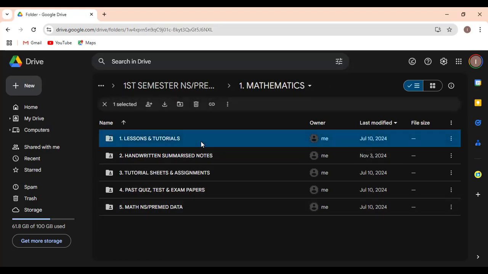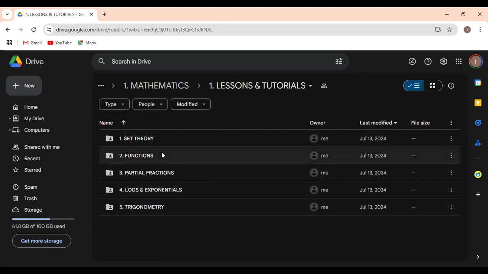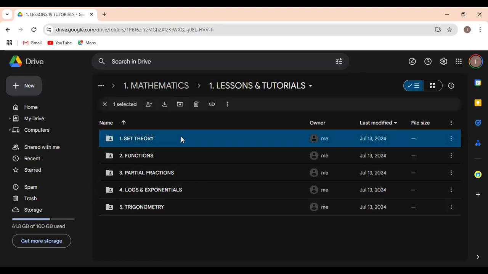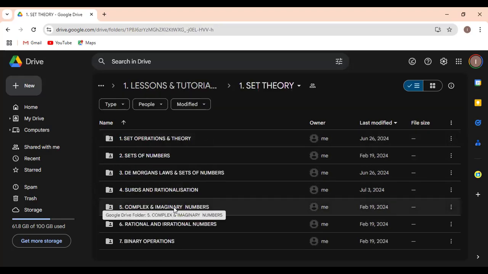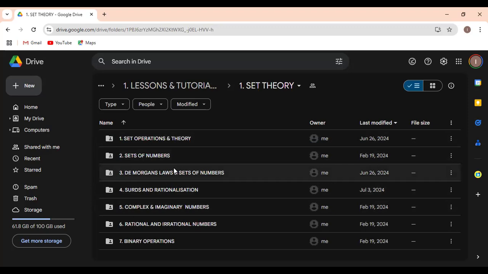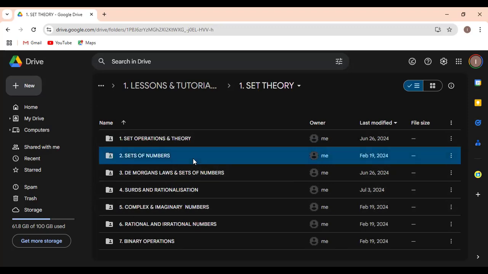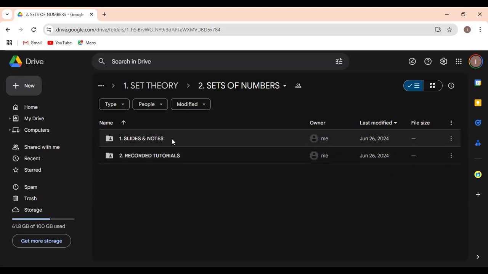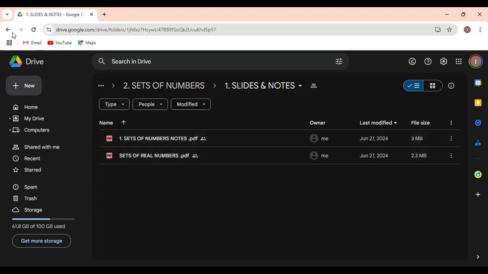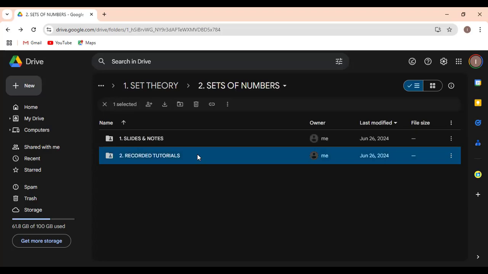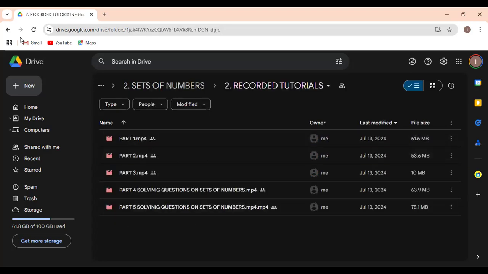So if, for example, you go into the lessons and tutorials here, you're going to find different topics. Most of the things that you're going to do will be set theory, okay, in the first semester. You're going to do set theory and the functions. So if you go into any folder here, you can see whatever I was teaching today, I've already taught it, and the videos are there. So if you go, for example, to sets of numbers, you find the notes and the recorded tutorials here, okay? So you can open any of them, okay? You read the notes here. These are our notes, and you can also watch the recorded tutorials here, okay?